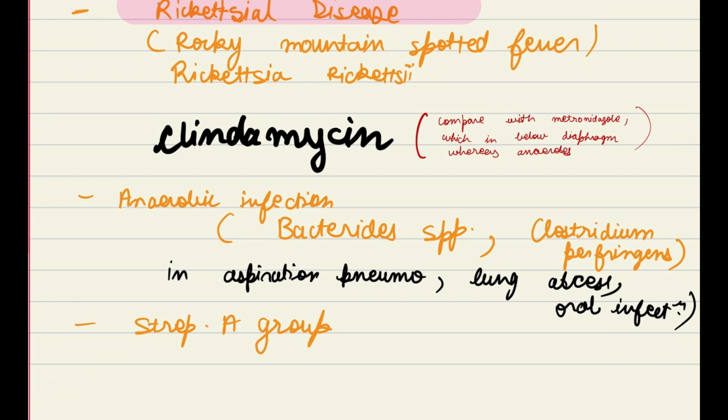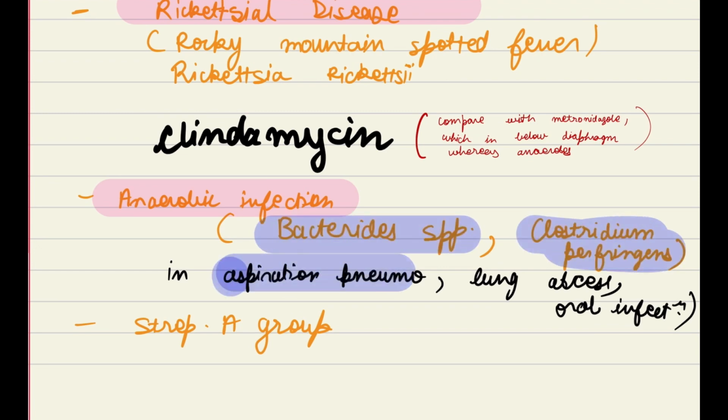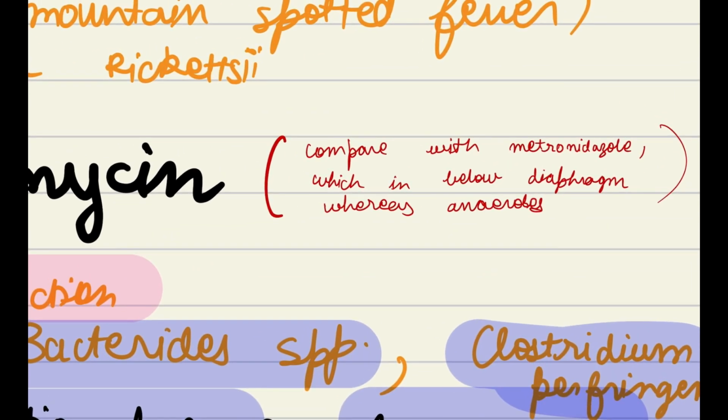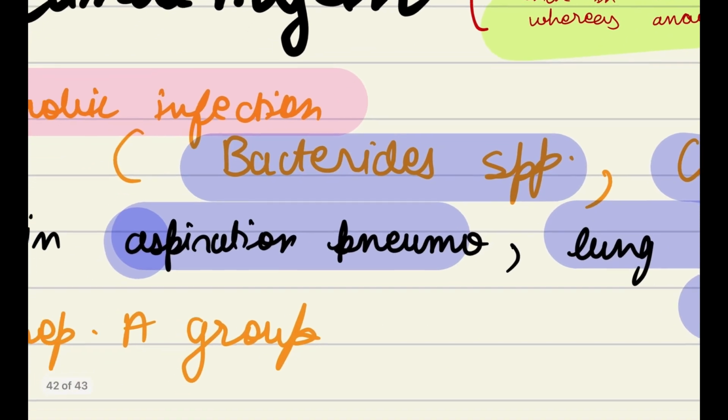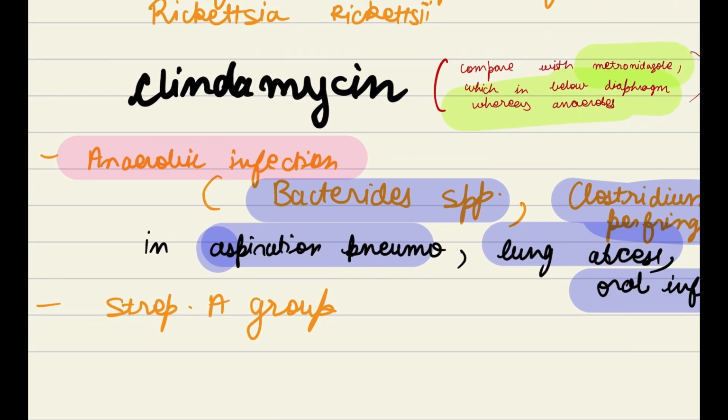What are its clinical uses? Anaerobic infection. Examples are Bacteroides species and Clostridium perfringens, in aspiration pneumonia, lung abscess, and oral infection. Look over here, everything is above the diaphragm, related to respiration. Compare it with metronidazole, which is below the diaphragm, whereas anaerobic infection in clindamycin is above the diaphragm. The next clinical use is group A strep.